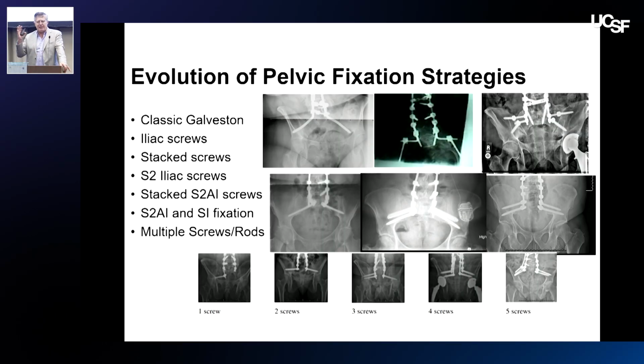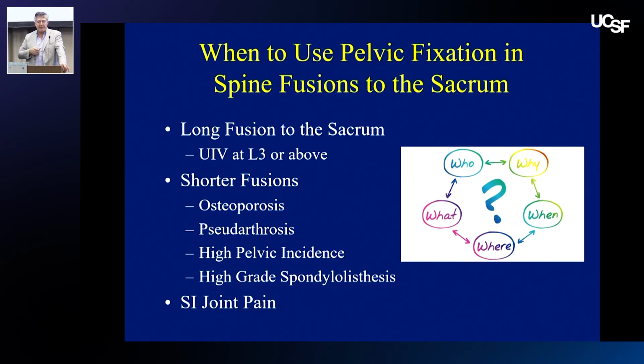And this is the evolution of techniques that I've used over the course of my career, from Galveston to offset iliac screws to S2AI screws. And now you'll see a lot of these constructs are going to involve multiple points of pelvic fixation. So let me get to the issue of when to use pelvic fixation in spine fusions to the sacrum. And as an overall summary, if you want to take a picture of this slide, this might be the most useful. Long fusions, the long fusions above L3 down to the sacrum.